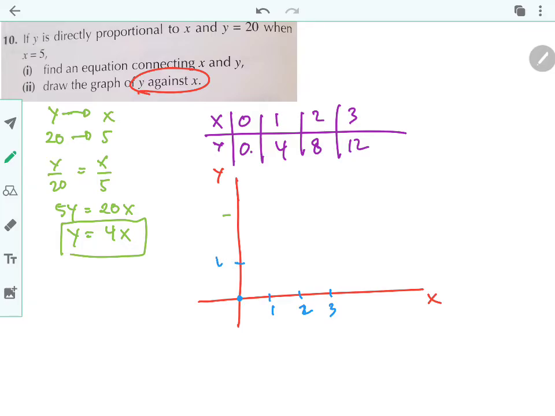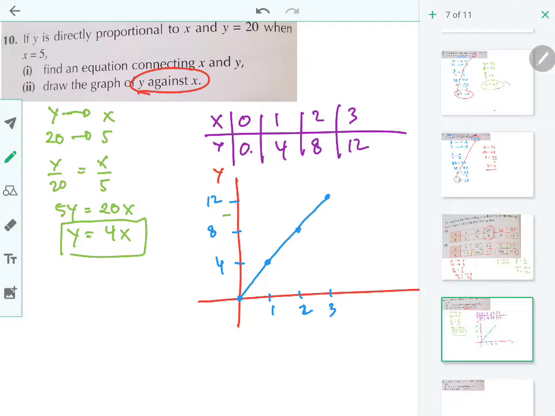4 here is 4, it's 8, and it's 12. Okay, so the line will be here, the point here. So what we need to do is just connect all the dots there. Okay, now let's go to number 11.